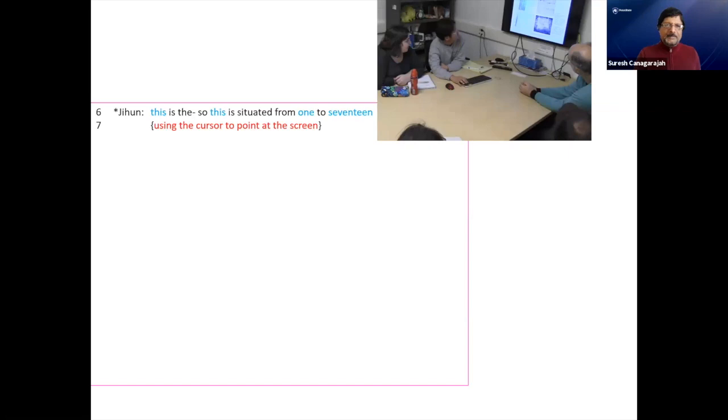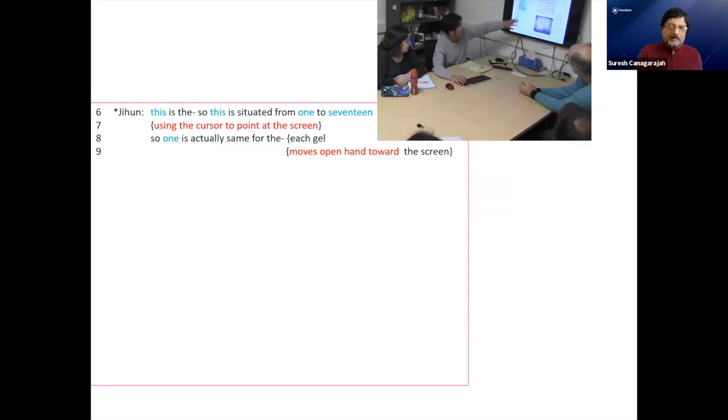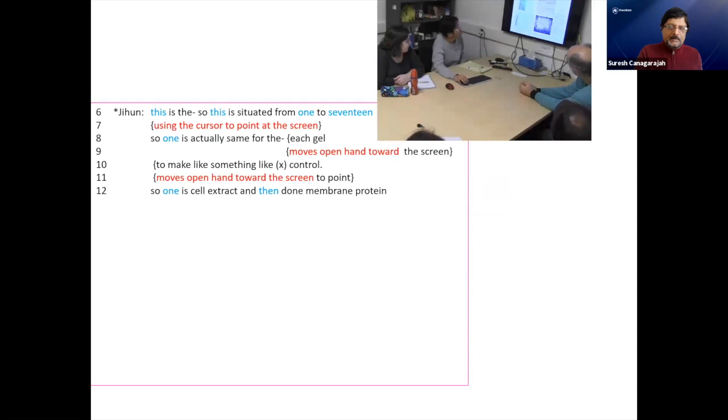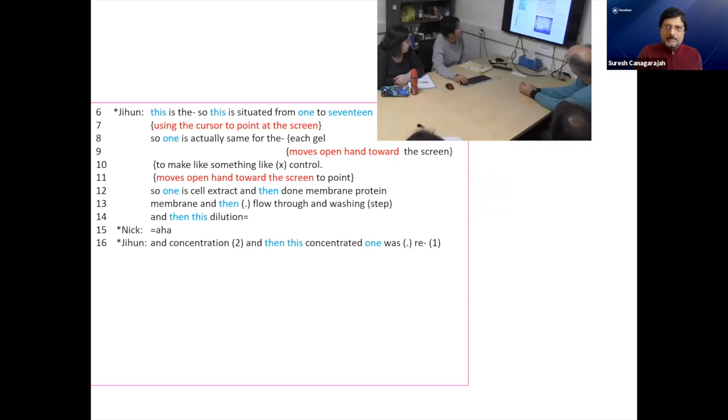This is series from 1 to 17. So 1 is actually the same for each gel to make like internal control. So 1 is cell extract and then non-membrane protein, membrane and flow through and washing step. And then this elution and then concentration.